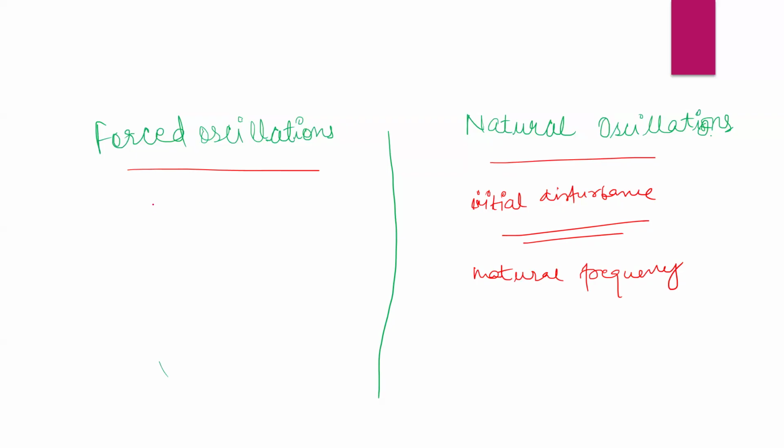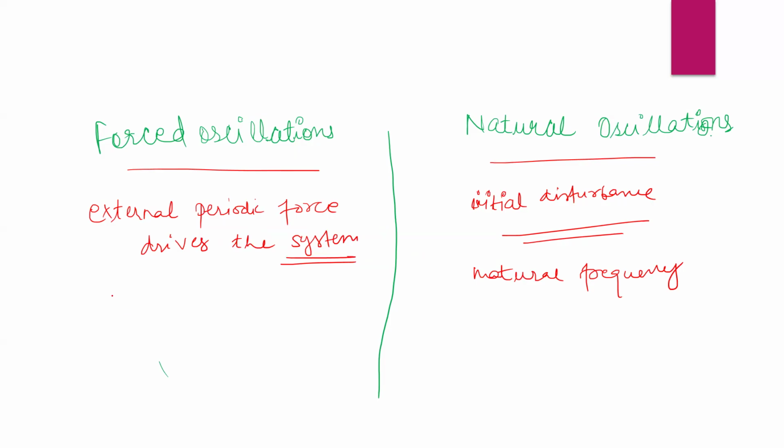On the other hand, in forced oscillations, an external periodic force is applied. The force drives the system. So in this case, the oscillations occur at the frequency of the applied force.